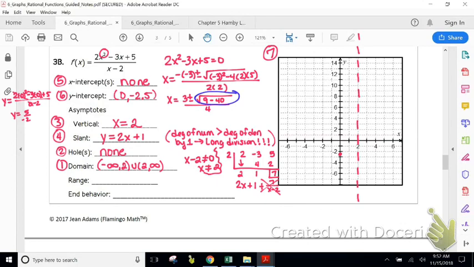All right, let's talk about that slant asymptote. I'm going to work this over here. So, there it is. It's y equals 2x plus 1. How do you graph that?